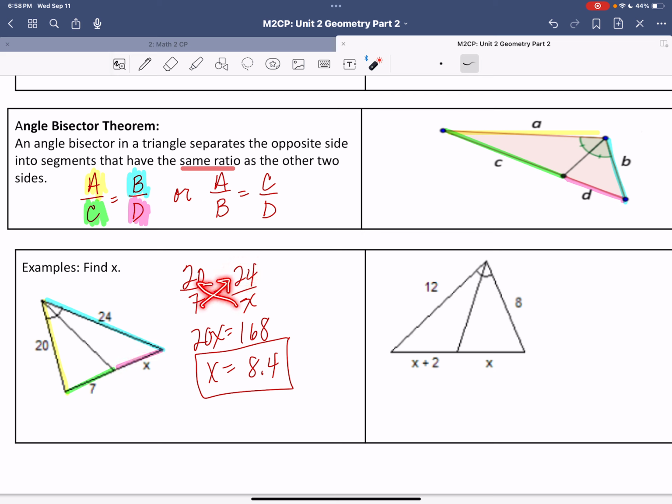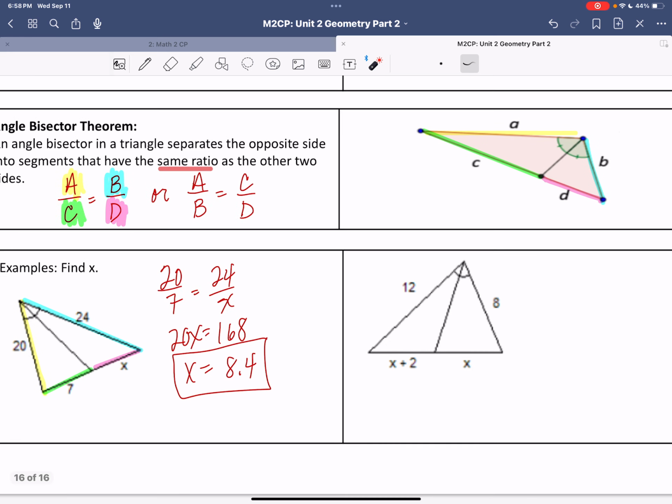Cross multiply, and you're going to get 168 equals 20x. Divide both sides by 20. You are going to get a decimal, 8.4, but that's okay. That is solving for x, and that's all you have to do.